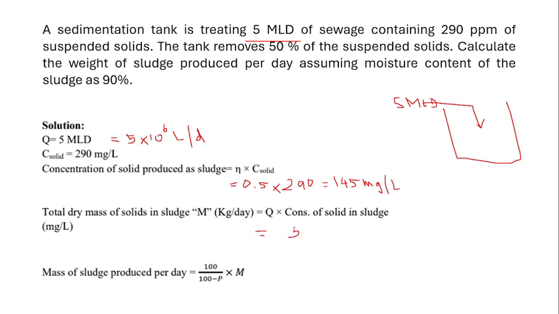So, 5 into 10 power 6 liters per day into 145 mg per liter. If we cancel this, we will obtain 725 kgs per day.